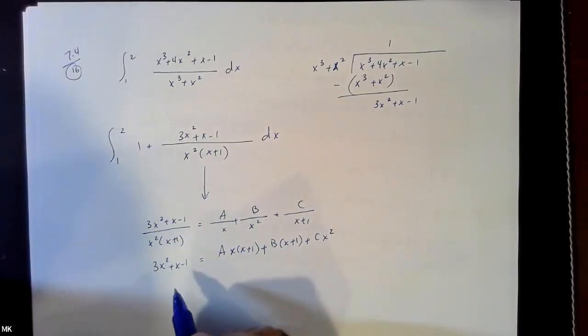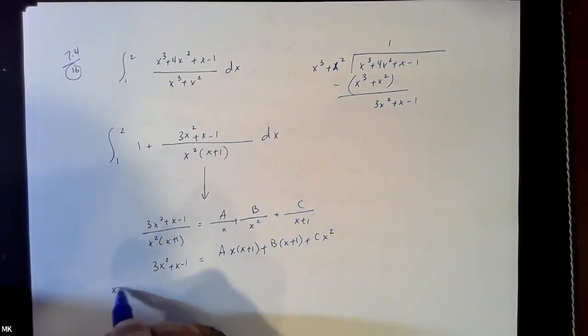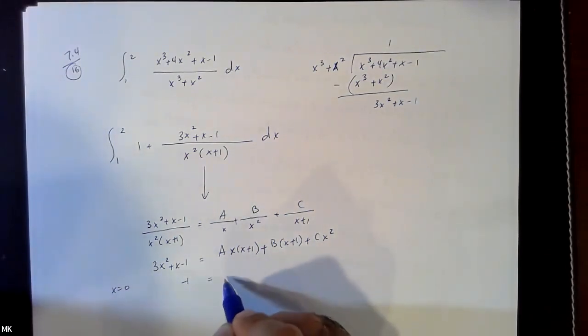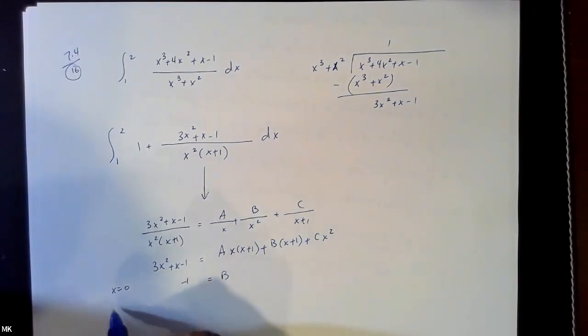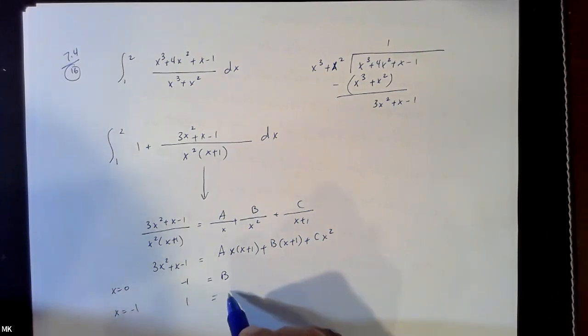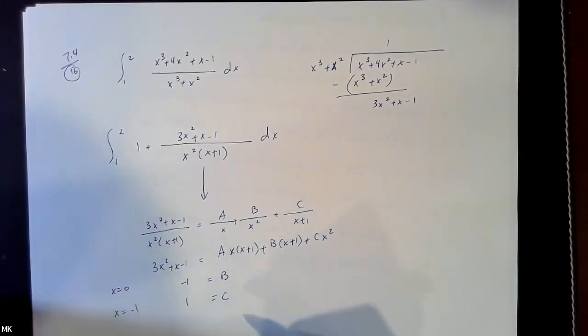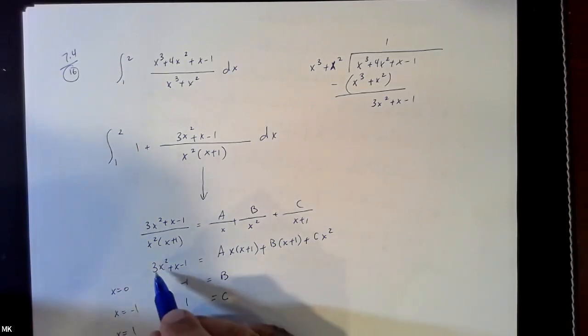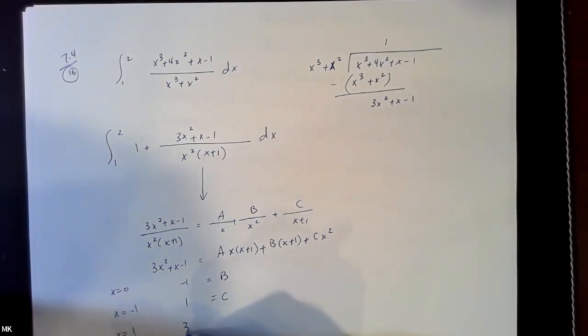Now I'm going to choose my numbers carefully. I'm going to pick x being 0. Negative 1 is equal to b. X being negative 1: 3 minus 2 is 1, is equal to c. And then I'm out of numbers, right? I can try anything else. Let's just try 1. 3 plus 1 is 4 minus 1 is 3.